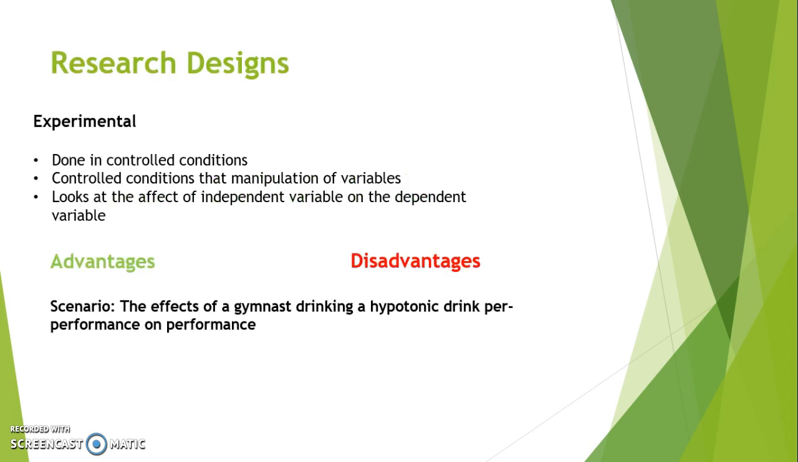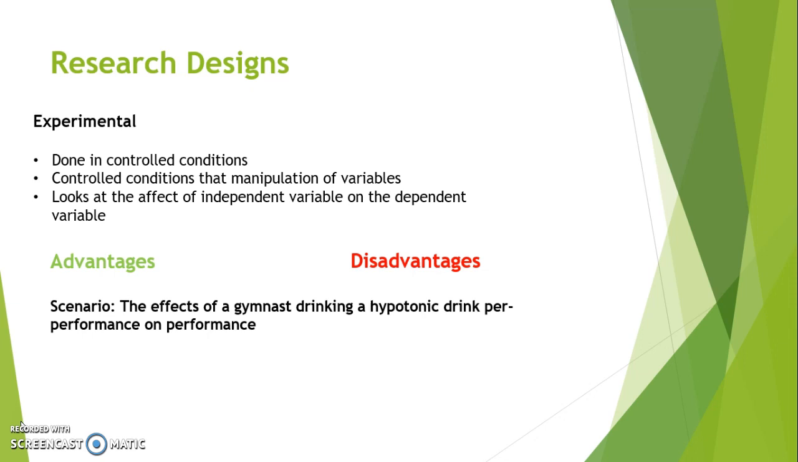So the first type of research design is experimental. This is obviously done in a controlled environment. It's not natural, and the researcher will look to manipulate the variables in order to see what they are going to research. So, as it says, the effect that the independent variable will have on the dependent variable is looked at in great depth, and overall, this is a very artificial setting.